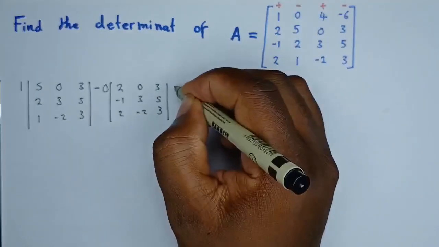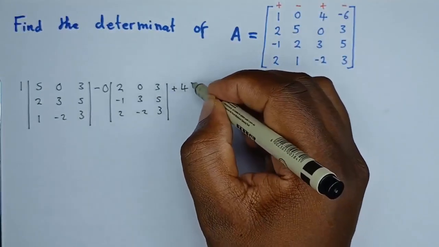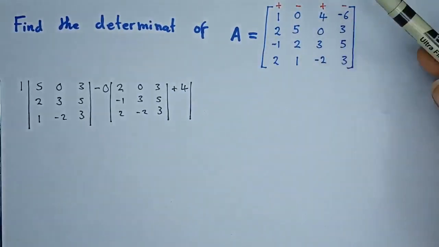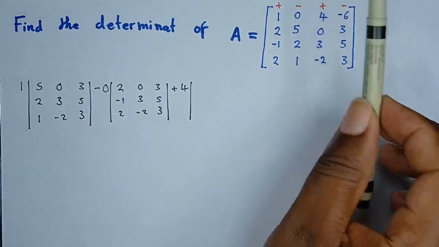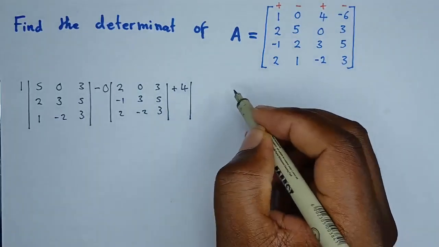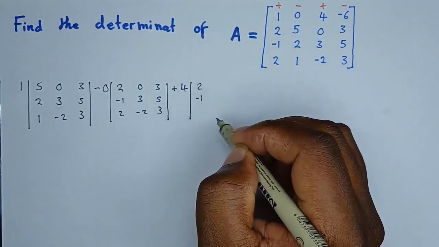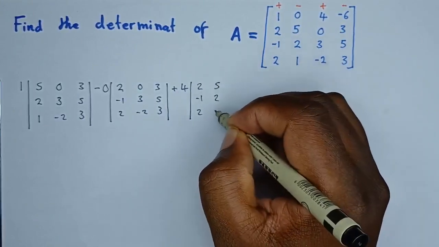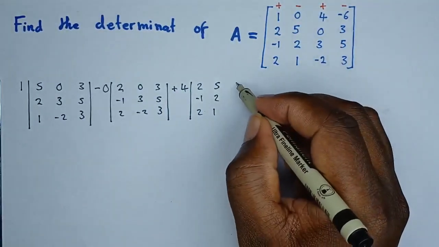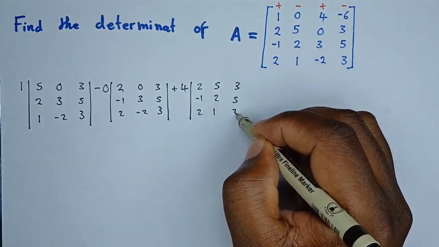Now 4 should be a positive. So everything except this row for 4 and except this column for 4. So what we should have is 2, -1, 2, then 5, 2, 1, also 3, 5, 3.